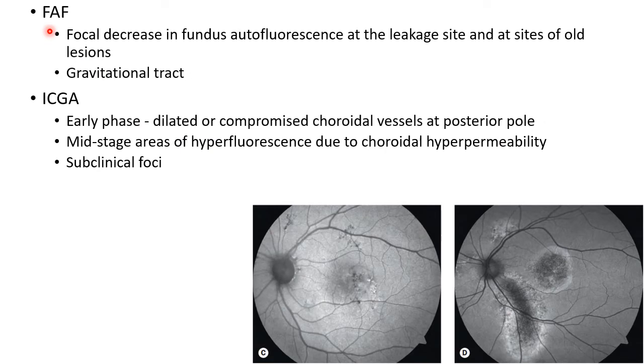Coming to fundus autofluorescence, there will be focal decrease in fundus autofluorescence at the leakage site and at sites of old lesions, as you can see in this picture. Gravitational tract can also be seen in chronic cases of CSR. Coming to ICGA findings, early phase will show dilated or compromised choroidal vessels at the posterior pole. There will be mid-stage areas of hyperfluorescence due to choroidal hyperpermeability. ICGA will also show subclinical foci of CSR.